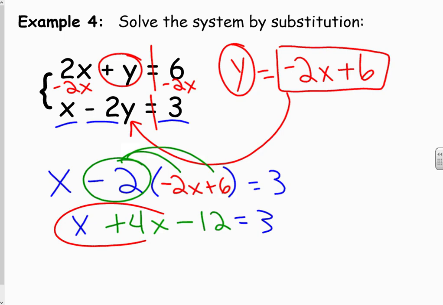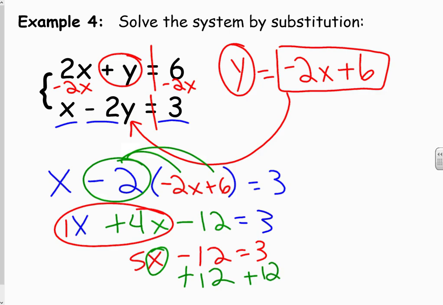I've got one variable, which means I substituted correctly. 1x plus 4x is 5x. Drop the -12 and drop the 3. We're trying to get x all by itself, so we add 12 to both sides. So we get 5x equals 15, x equals 3.